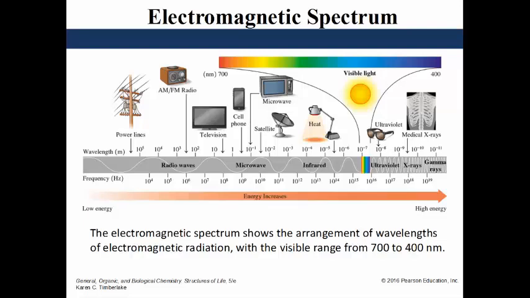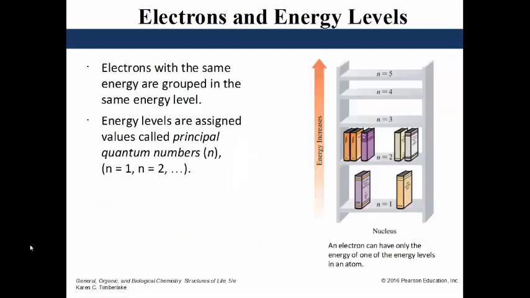And again, this whole spectrum, which covers quite a lot, the only part that's visible to us is this small window of the rainbow colors, from 700 nanometers to 400 nanometers. Now we'll move on to electrons and energy levels.